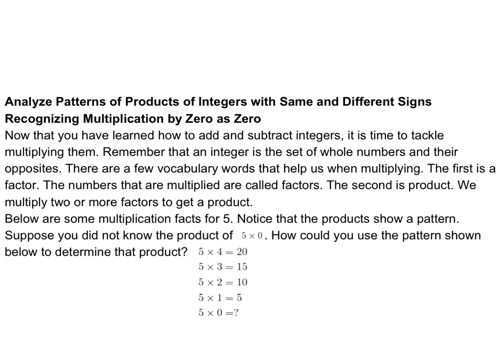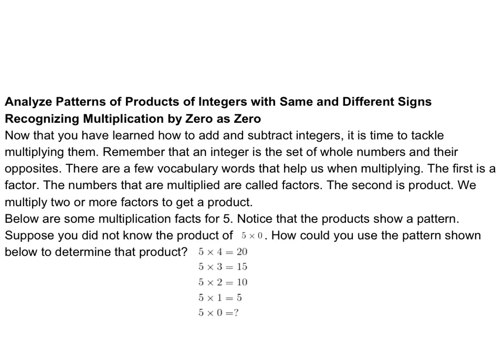So we're going to start out by analyzing patterns of products of integers with same and different signs and recognizing multiplication by 0 as 0. So now that we've learned how to add and subtract integers, it's time to tackle multiplying them. Remember that an integer is the set of whole numbers and their opposites.